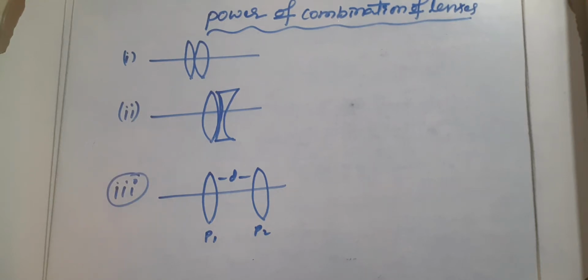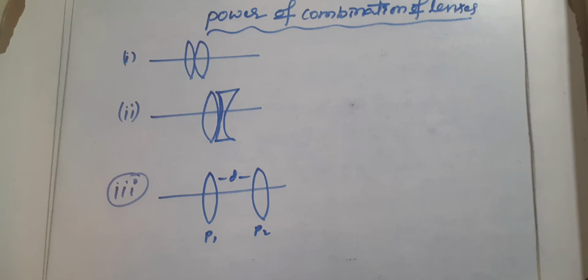So in this class we are going to learn about the power of combination of lenses. This is a topic in 10th class physics and also in 12th class physics in ray optics. In the previous video we explained what is the power of a lens. Now, what about the power of a combination of lenses?